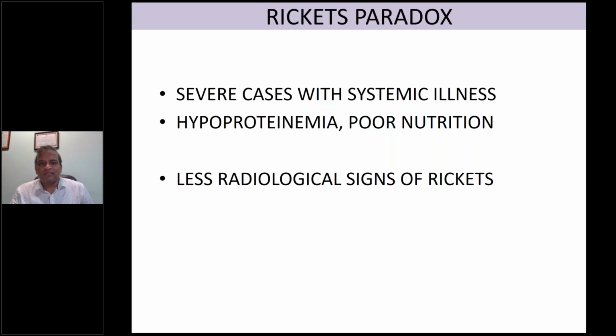And there is a paradox in rickets: severe cases with systemic illness, those who have hypoproteinemia and poor nutrition, have fewer radiological signs of rickets. So in many severe cases we may not have classical pictures. So that is the rickets paradox.